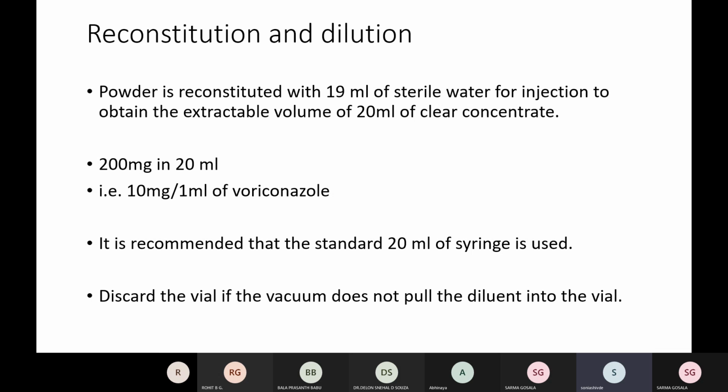Once we take 19 ml of sterile water into the syringe, we should inject it into the vial and automatically the vacuum should suck the sterile water inside to form the solution. If it doesn't suck inside, the vacuum is not created. That means there has been some leak and chances of infection would have been there or the drug might have decomposed. We should better avoid and discard that vial.